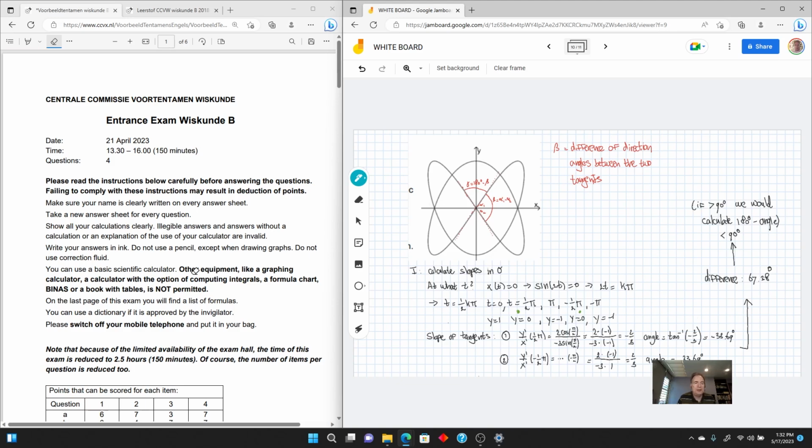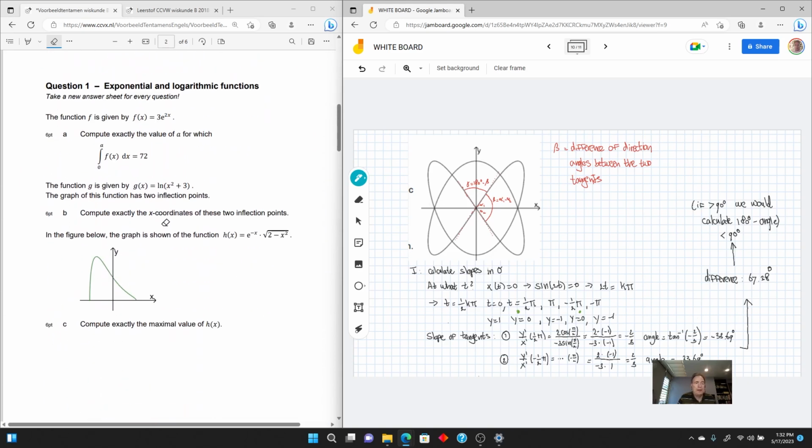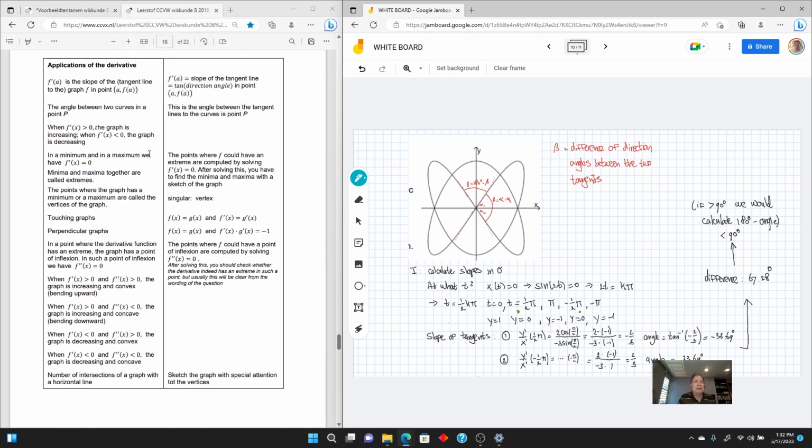Remember, don't use a graphic calculator. You cannot use it, so don't use it when preparing for it. And also remember there's a syllabus, which you also can find on the CCVW website. And I will refer to this syllabus. I also have another video on this.